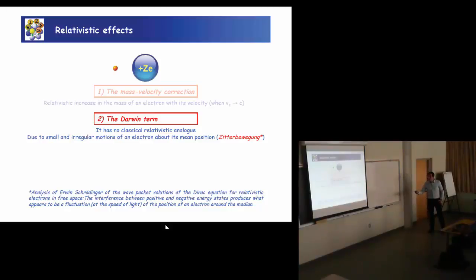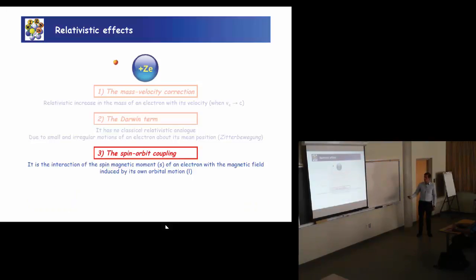So, there is no classical relativistic analog. And in German, you say Zitterbewegung, which means that, in fact, the particle is moving in an erratic way at the speed of light. And these interferences between positive and negative energy states, so we will see that after, lead to this Darwin term, which is a relativistic effect that we have to take into account and is taken into account in WIEN2k.